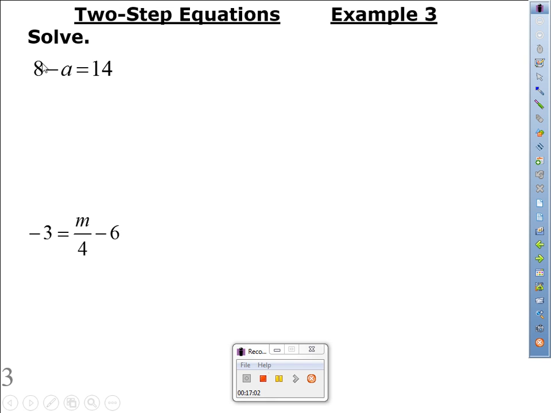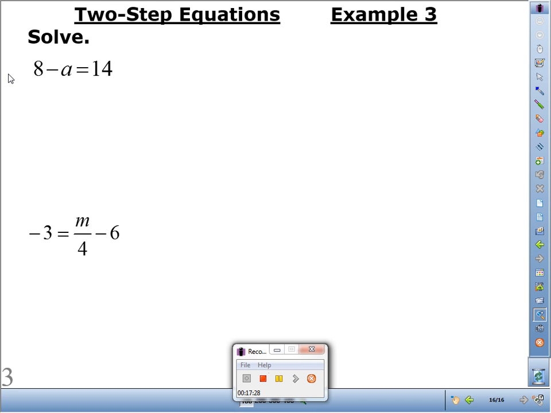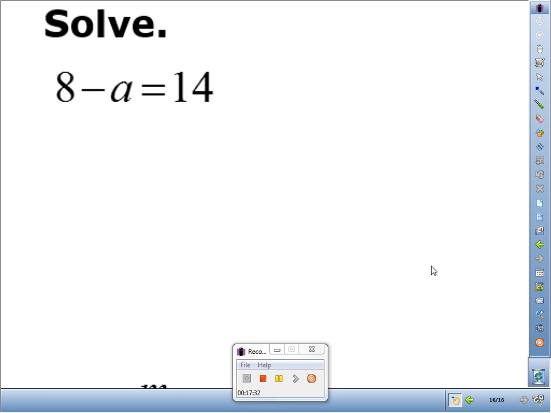Copy these two, please. 8 minus a equals 14. And then leave some space, and then we got negative 3 equals m over 4 minus 6. Don't do anything. I'm going to walk you through this one because it has a little curveball, and I just want to make sure that you identify it. Copy them first. Go. Okay, I'm going to zoom in just so that we can see what we're looking at here. Pens, pencils down. Look up to the screen.